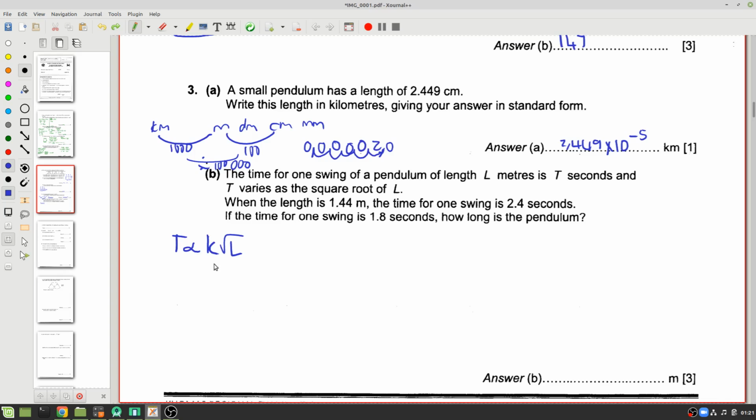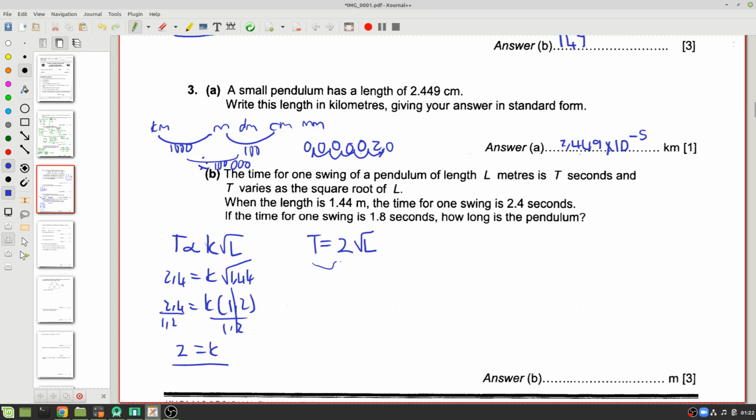Now we get given some more information in order to be able to find the value of k. So when length is 1.44, then we know that the time t is 2.4. Okay, so we can use this to solve for k. So 2.4 is equal to k times square root of 1.44, that should be 1.2. And then we can just divide both sides by 1.2. So these cancel out, and then 2.4 divided by 1.2 is 2. So we know that our k value is 2. Thus we can say our actual equation is t equals 2 times the square root of L, because k is 2 like we just calculated.